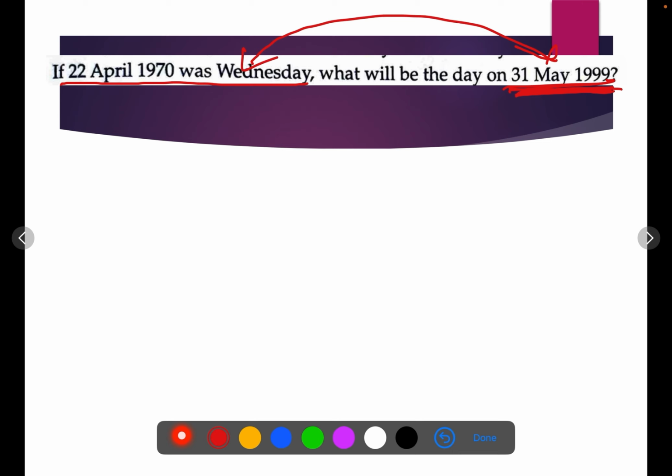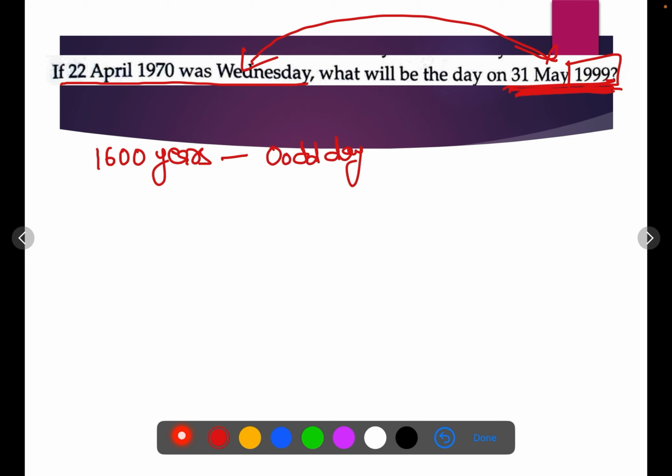The question never tell you which way. It is always my choice to pick up my way. So what I'll do is, instead of learning something else and calculating the days between them, I'll directly find out the number of days on 31st May 1999. So let's start with the calculation. Here the year is 1999. So what is the closest multiple of 400 here? Is 1600. So 1600 years, 0 odd day.